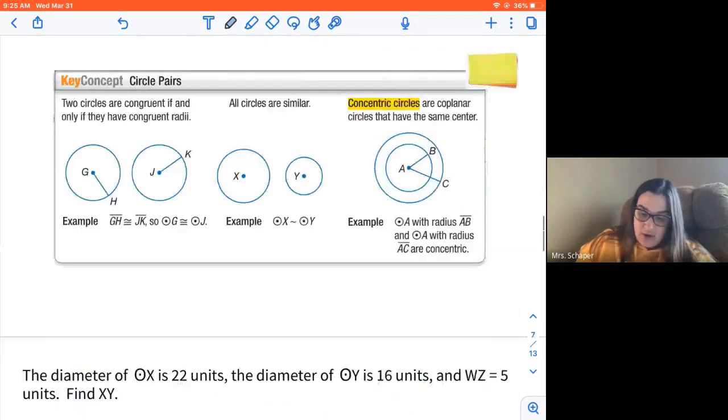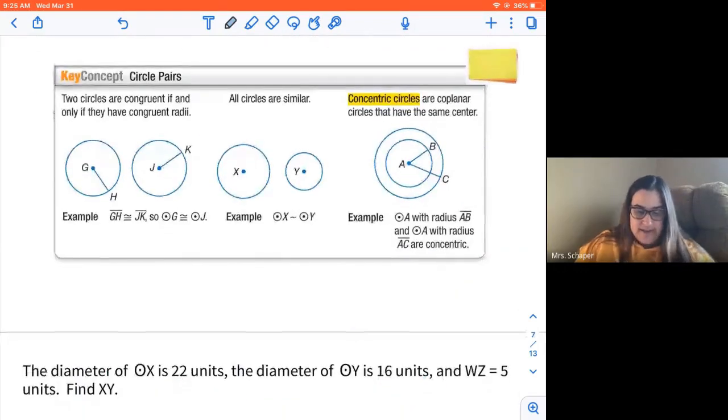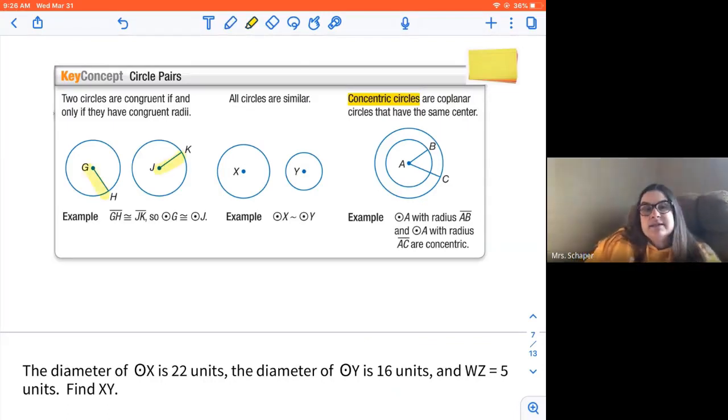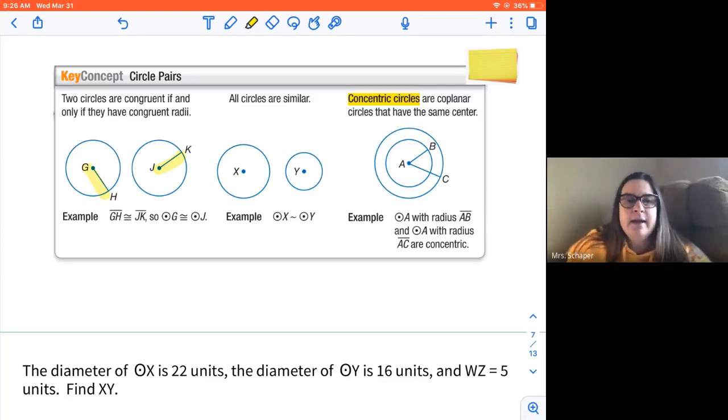I do want to talk about different parts of circles though, because some of this is a little bit new. So 2 circles are congruent if they have the same radii. Again, radii is the plural version of radius. We don't say radiuses, we say radii. So 2 circles are congruent if their radii are congruent. Cool. All circles are similar.